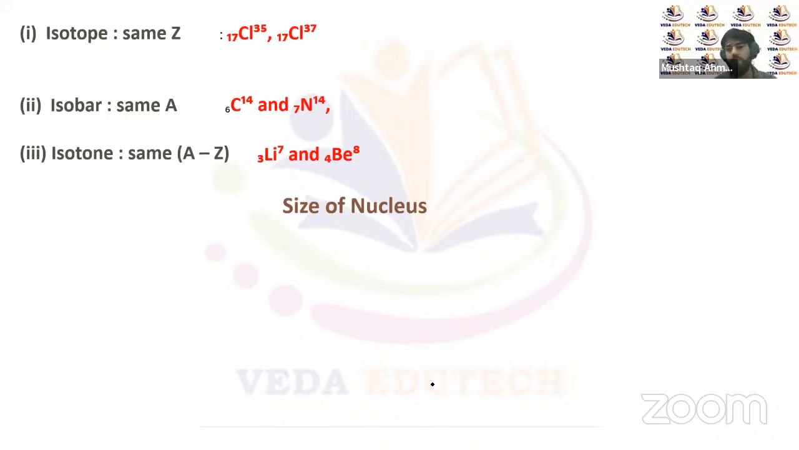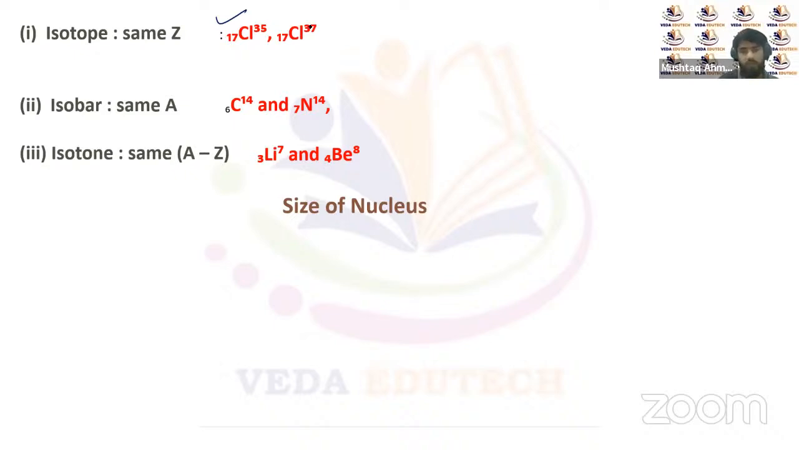Talking about the types of nucleus, we can have many types. One type of nucleus is what we call an isotope. Isotopes are those atoms or elements which have the same number of protons in the nucleus, and they can have different mass numbers, but the number of protons will be the same. One famous example is chlorine. Chlorine has two isotopes, chlorine 35 and chlorine 37. Both have the same number of protons in their nucleus, 17 each, but their mass numbers are different because their number of neutrons is different.